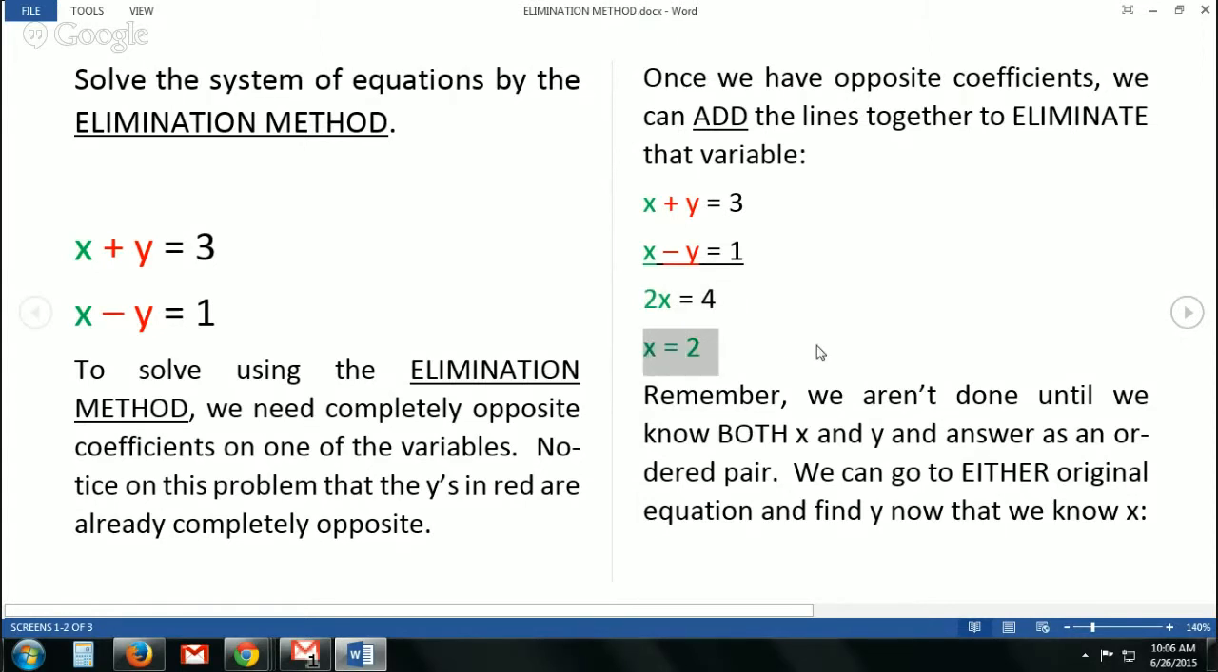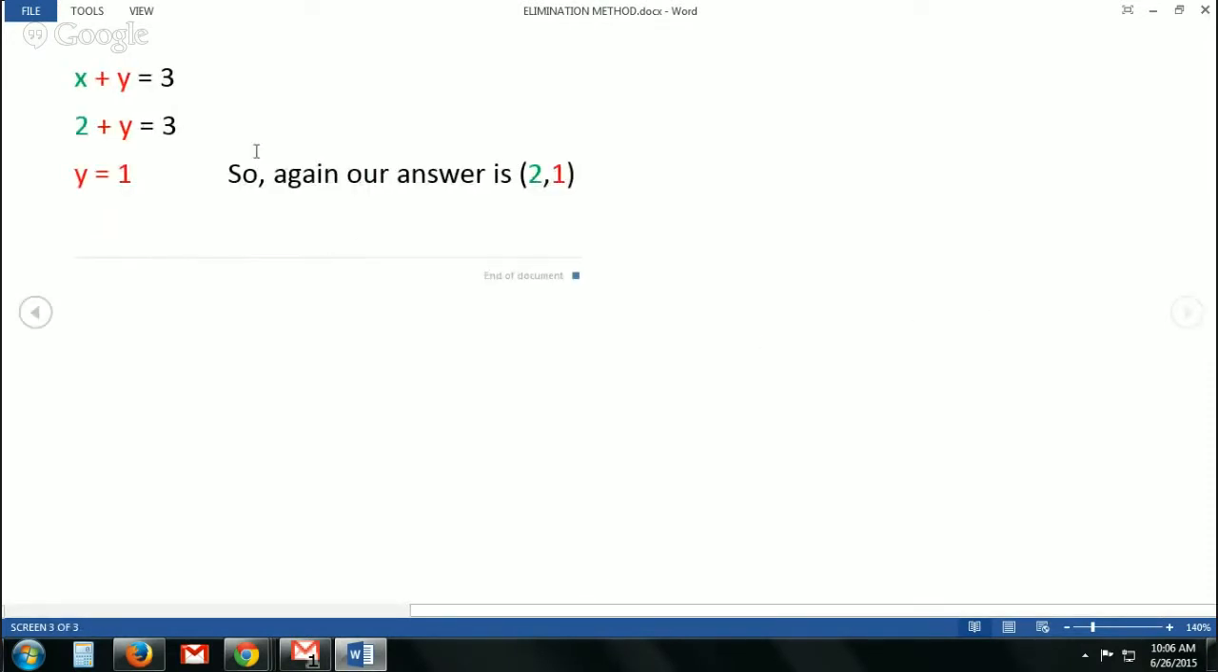Now remember, we aren't done until we know both the x and the y value, and we write our answer as an ordered pair. We can go to either of the original equations and figure out what y is now that we know x. Remember, x is 2. Let's go to that top equation, and where there was an x, let's put 2 in its place. 2 plus some number is 3. That number had to be 1. And so again, our solution is 2, 1 as an ordered pair. The x value first, the y value second.